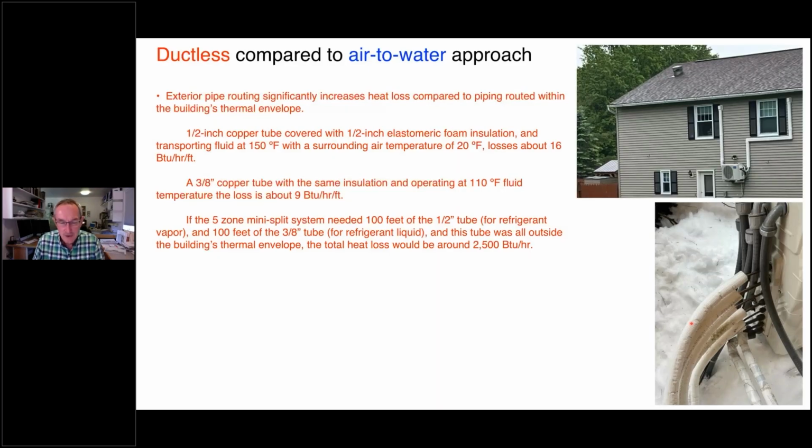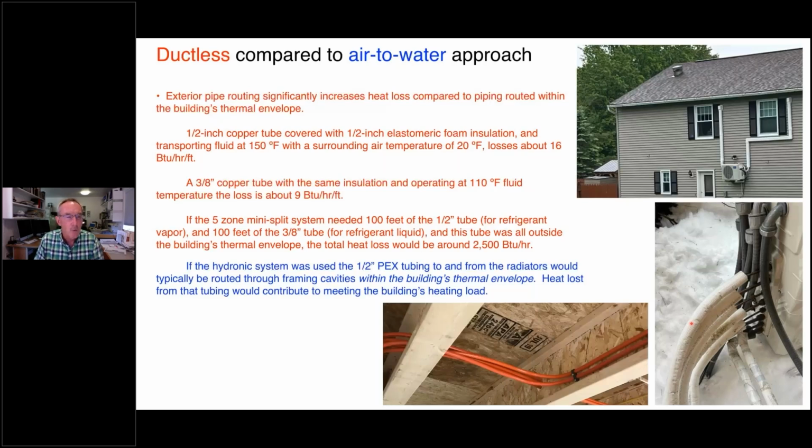The hydronic system, typically you're going to have tubes like this that are routed within the building envelope, almost always within the building envelope. There are situations where piping might be routed in an unconditioned space, a basement or a crawl space. Most codes require insulation on tubing under those conditions. But the more common scenario is tubing, and this is actually half-inch PEX-Al-PEX tubing that goes out to panel radiators. And you can see it's just being routed through the floor framing, all within the thermal envelope of the building. So heat that is lost from that tubing actually contributes towards the building's heating load.